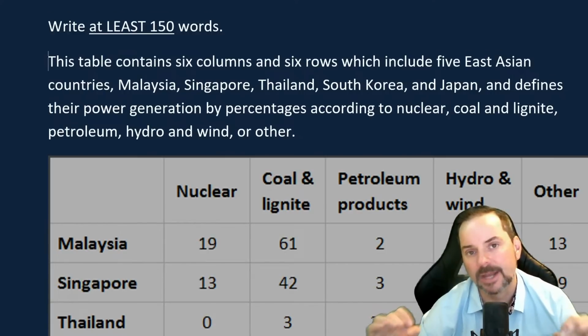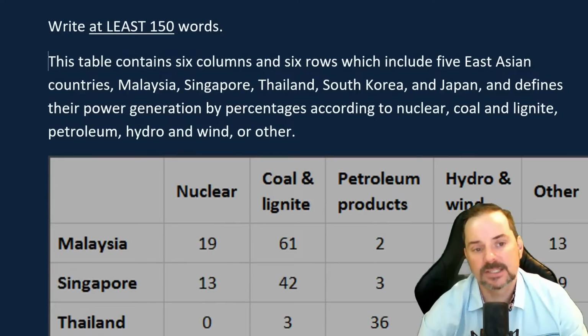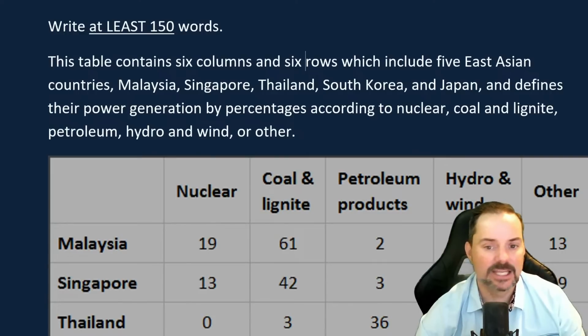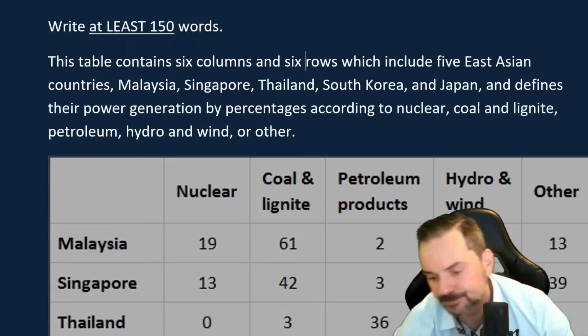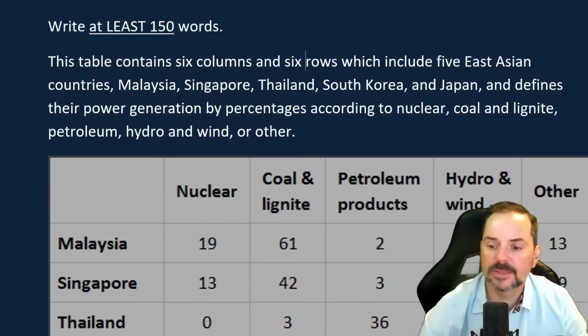We want to use words effectively. We don't want unnecessary words. So this table contains 6 columns and 6 rows, which include 5 East Asian countries: Malaysia, Singapore, Thailand, South Korea, and Japan, and defines their power generation by percentage according to nuclear, coal and lignite, petroleum, hydro and wind, or other. Okay, everybody clear on that?